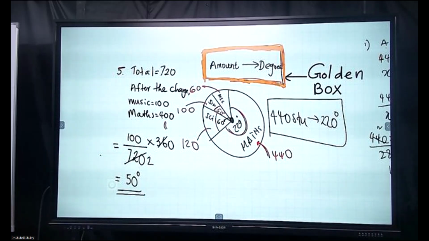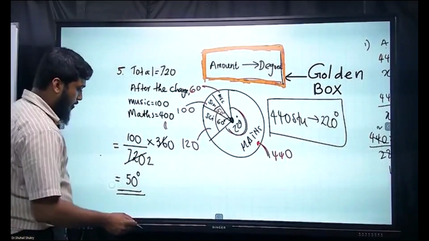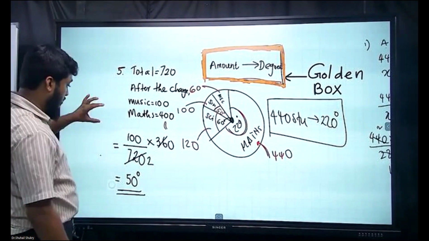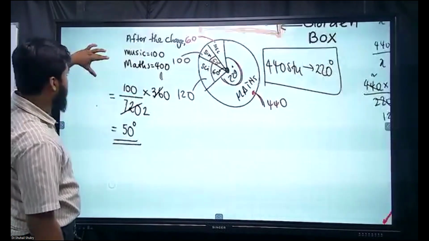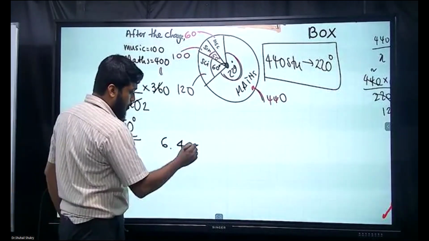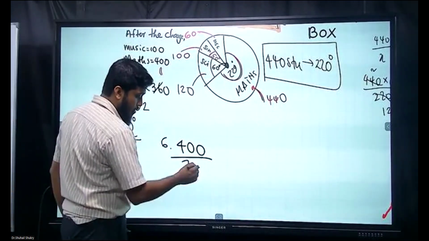Right. Now this one is okay. They have asked one more question. They have asked the percentage also. If they have the percentage, the same thing, 100 over 720, they have the percentage of music. Maths. Percentage of maths, the next question, what should you do? There are 400 students who are doing maths now out of 720.